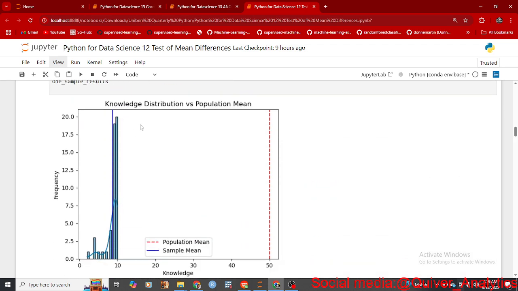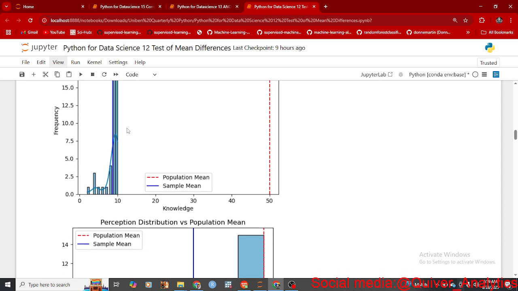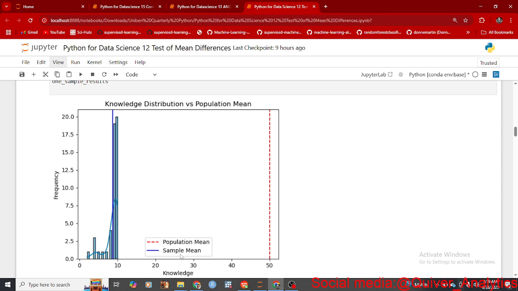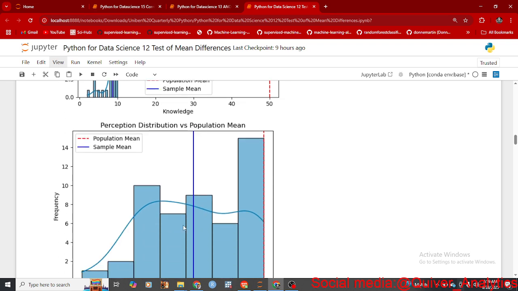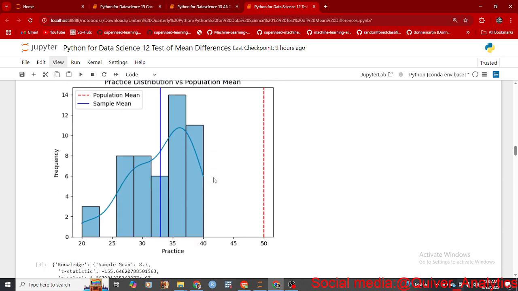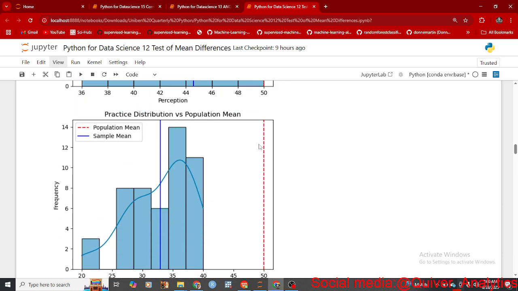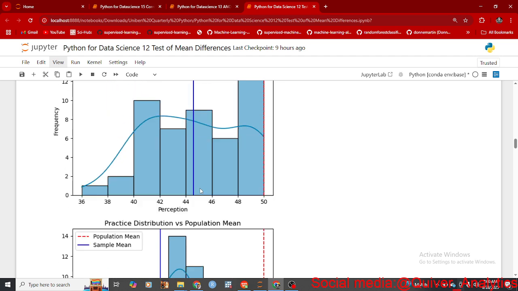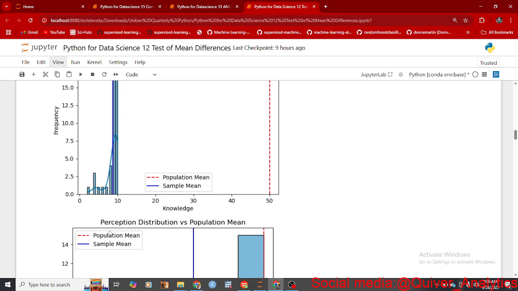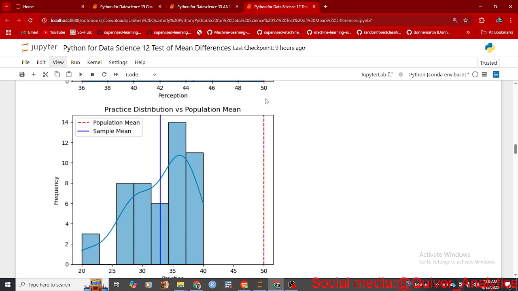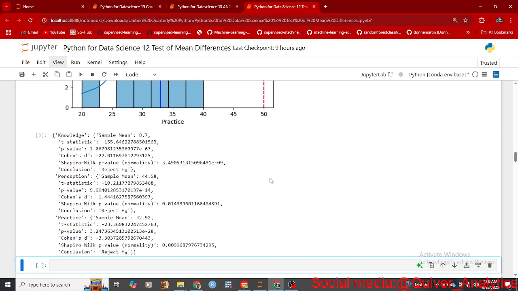All right, so we have the distribution. This is the population mean, the 50, and the sample mean. You can see there would definitely be a significant difference here. Well, so let's see now the distribution of perception. This is for perception. It's a bit closer, and for practice, it's also closer than that of knowledge. This is for knowledge. The knowledge is really small compared to the hypothesized mean value. I mean the general population mean value.